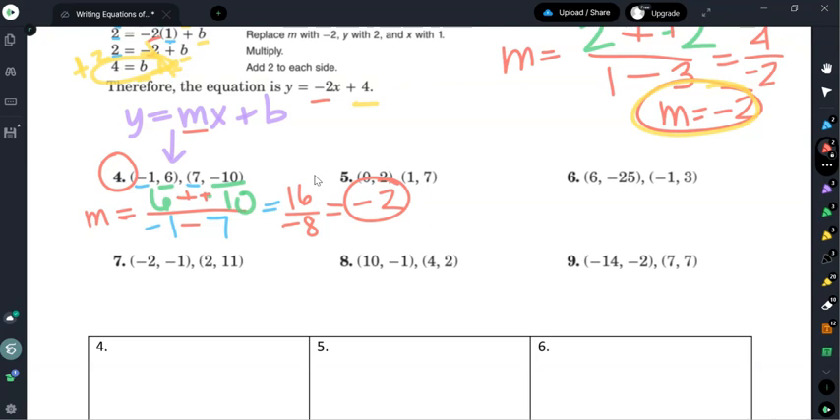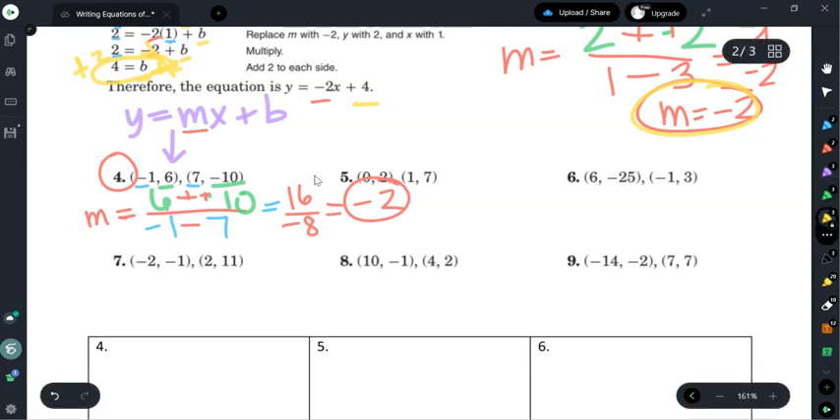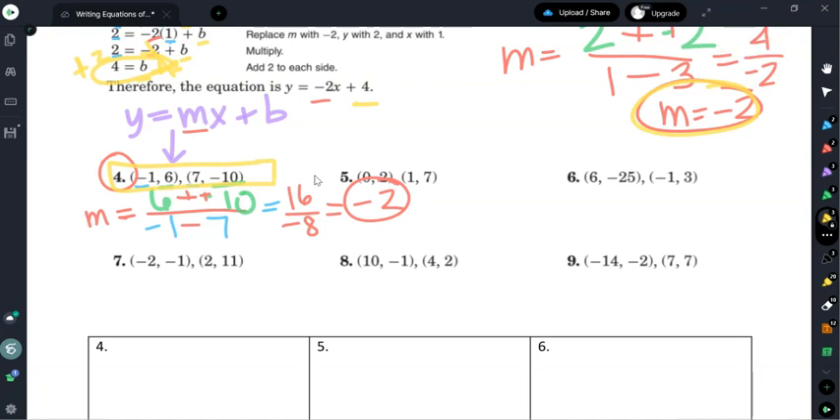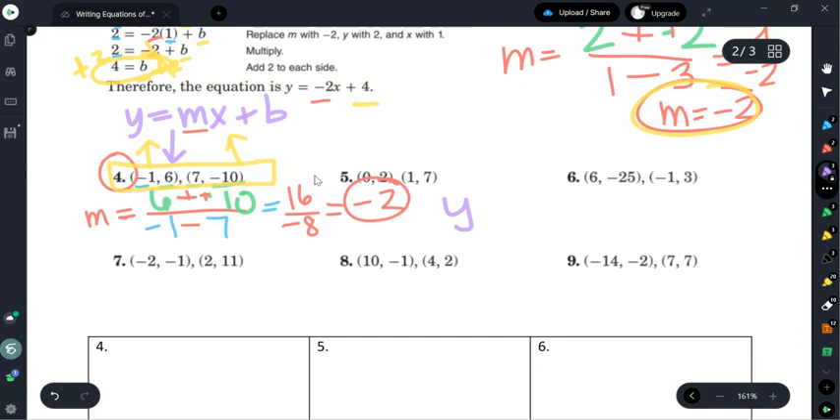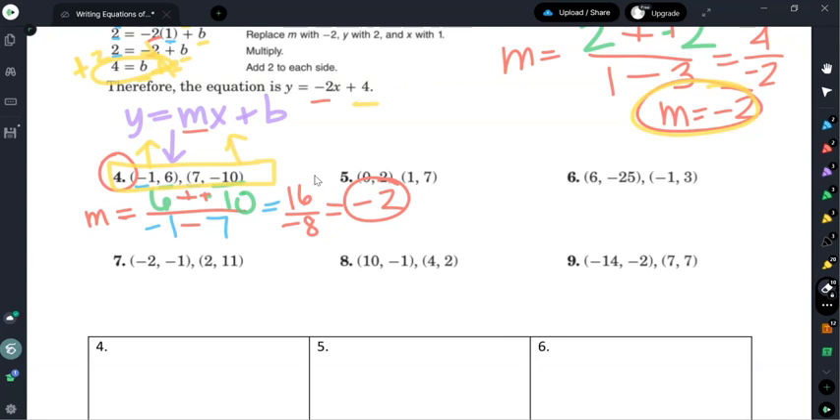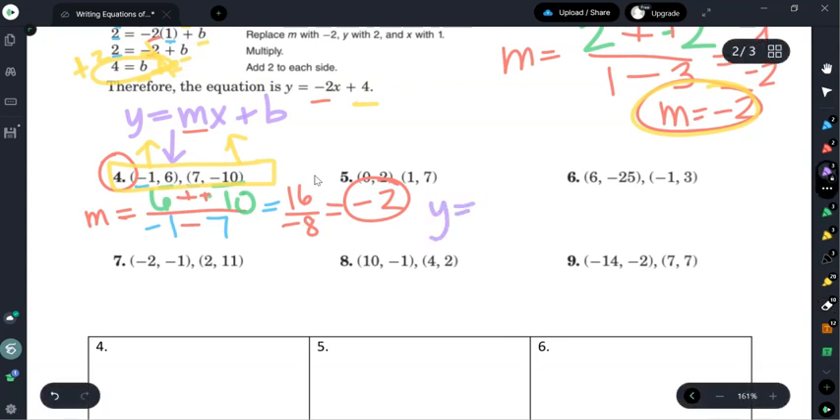Now, when I look at my equation, I'm going to plug in my slope, and then I'm going to plug in one of the 2 points I have to find b. And remember, you can choose either point. I can choose (-1, 6), or I can choose (7, -10) to plug into x and y. It doesn't matter which one. So I'm going to choose (-1, 6). So I'm going to rewrite my equation. Remember, we're looking at y equals mx plus b, so let's plug in what we have.